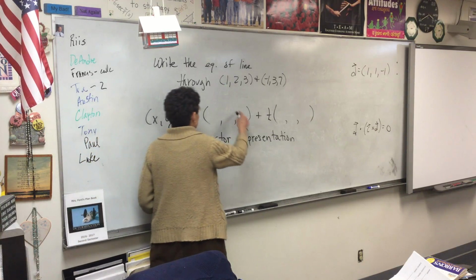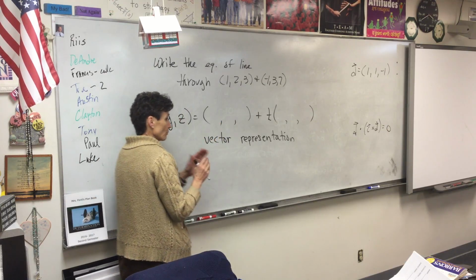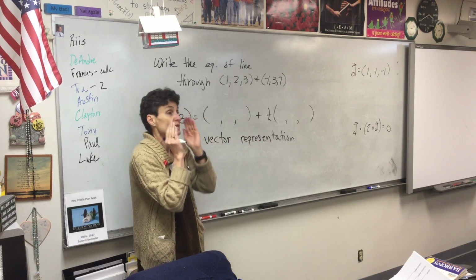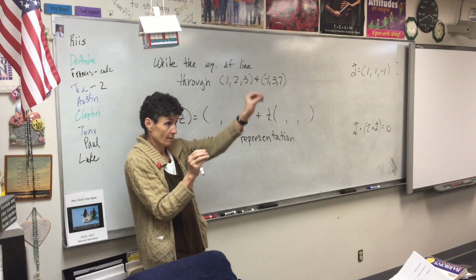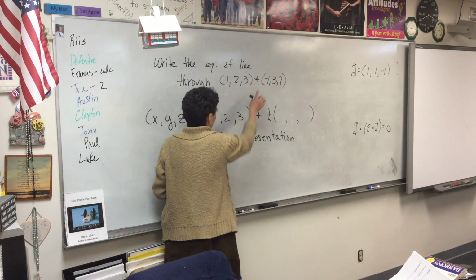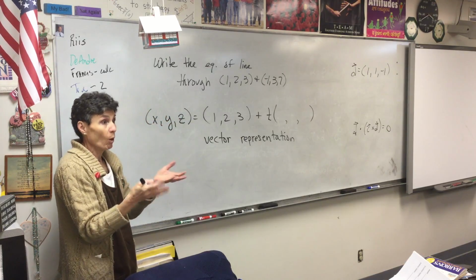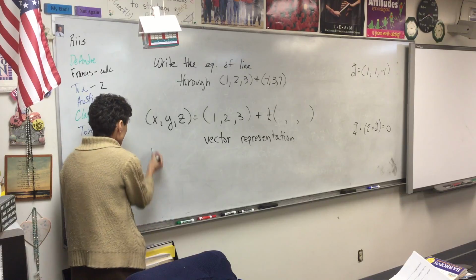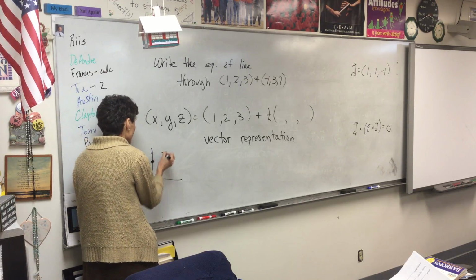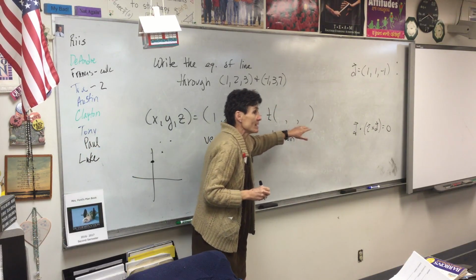In this first blank right here is your starting point. You're writing the equation of a line, so you have to have a point. In 2 dimensions or 3 dimensions, you have to have some place to start, and then you can move from that point. So I'm just going to pick (1, 2, 3). I could have picked (-1, 3, 7). It doesn't matter. I have to pick one of my points. Just like in 2 dimensions, you have to have a point to start with, and then you move from there, right? Now, this is going to tell me how to move.